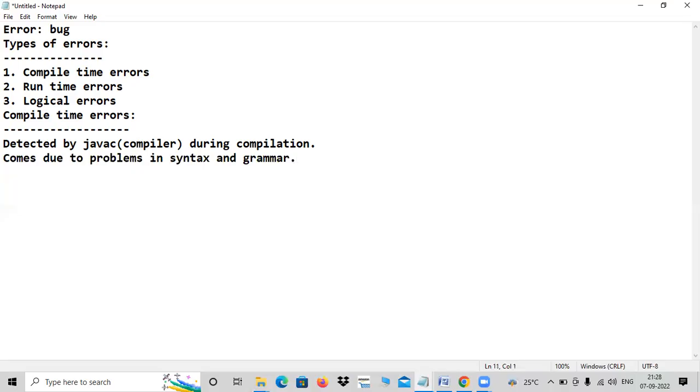And what is the solution for that? We are concerned about solution also. Problem is, yes, syntax and grammar. And solution is disk checking. Disk means hard disk. Checking means check your program from top to bottom. Check program from top to bottom. Means every line should be thoroughly checked.